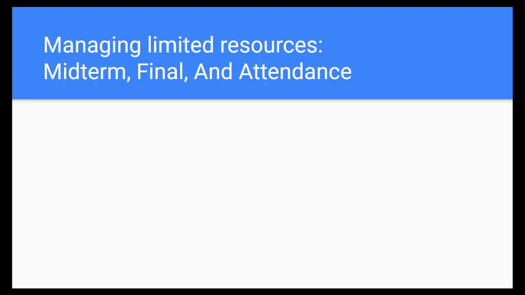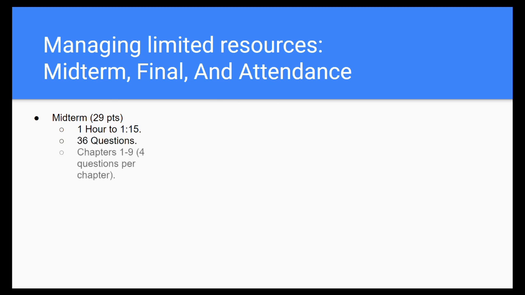Anyway, managing limited resources. So that really takes the form of understanding how the midterm, the final, and attendance are looked at, or participation is looked at. The midterm is 29 points out of 100. It will be 1 hour to 1 hour and 15 minutes. It will be 36 questions. It will be on chapters 1 through 9 with 4 questions coming from each chapter. And it will be all multiple choice. Now I'll follow up with other details.